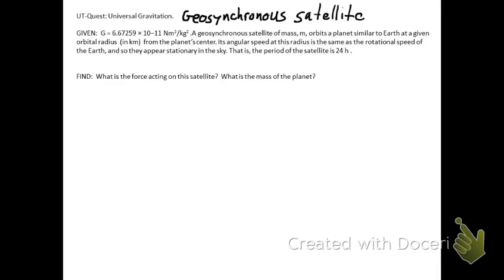One of the things that a geosynchronous satellite has to have, along with many other properties, is it has to have the same time period as what it's orbiting. And that is basically what they're telling you here about the angular speed at this radius. It matches the rotational speed of the Earth, so they appear stationary in the sky.